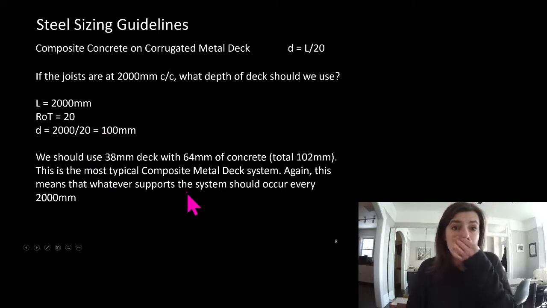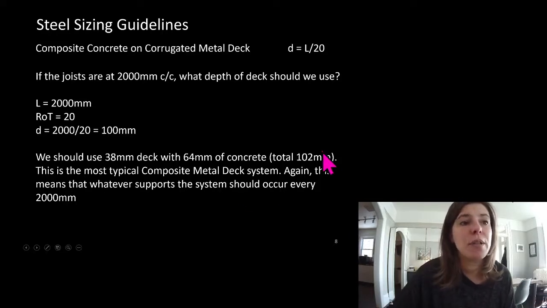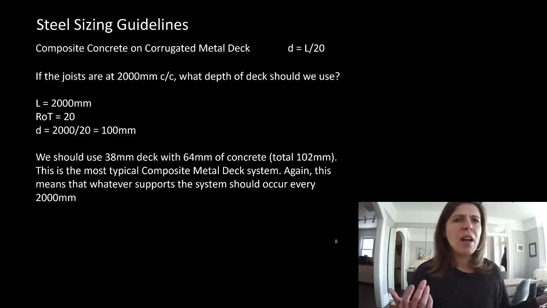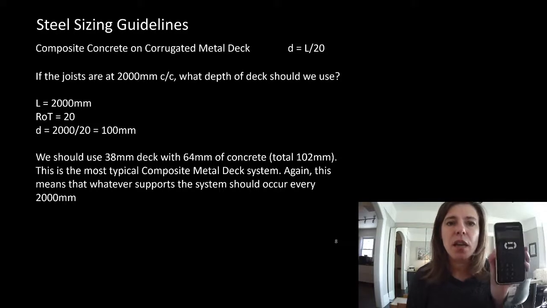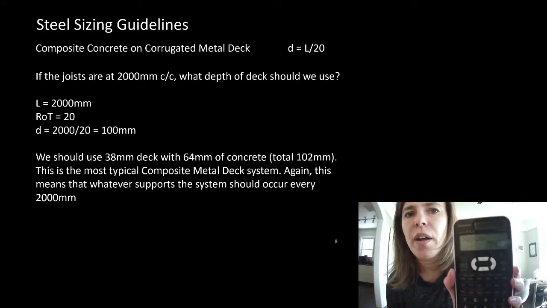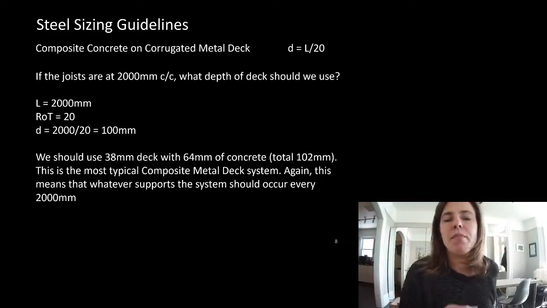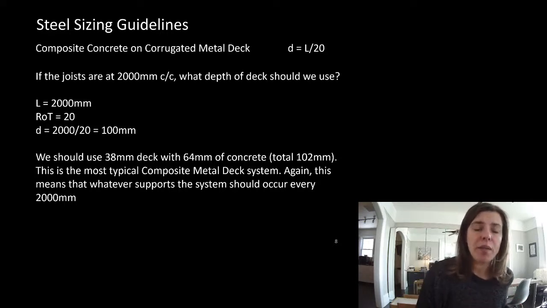That seems to be pretty great because we said the norm is 64 concrete on 38 millimeters of metal deck, or a total of 102 millimeters. So this is the norm. This is what we use the most. So if 102 millimeters is the normal depth, the maximum span we'd ever really span that is our 102 times 20, or 2.04 meters. So, whether it's metal deck or concrete on metal deck, the typical span is 2 meters.